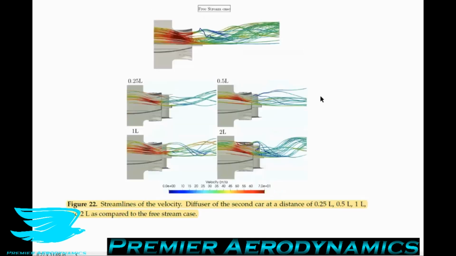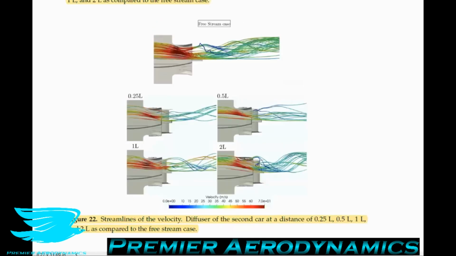And then in Figure 22, we see the streamlines of the velocity in this diffuser section for different distances downstream. As for the streamlines of the velocity, Figure 22 describes how the underbody, and particularly the diffuser, is affected by the wake flow. In free stream conditions, the diffuser is fed by a high energy flow that is redirected by the front wing and guided around the flat floor.